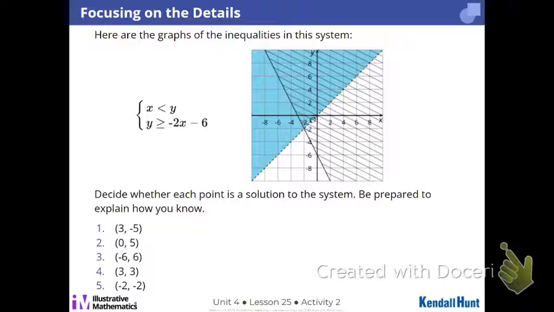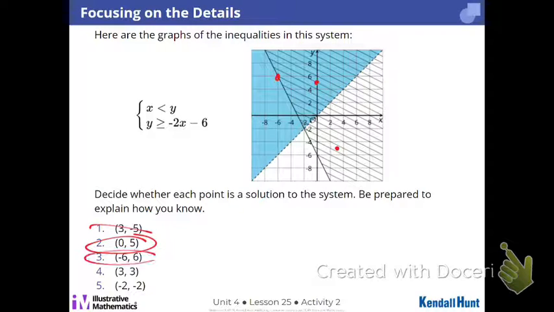So I'm going to go test out (3, -5), which would be right there. And how many of the constraints does that satisfy? Only one. Okay, so that's out. (0, 5) is right here. How many constraints does that satisfy? Both, okay. (-6, 6). How many does that satisfy? Both. It's right on the line, guys. And it's a solid line.